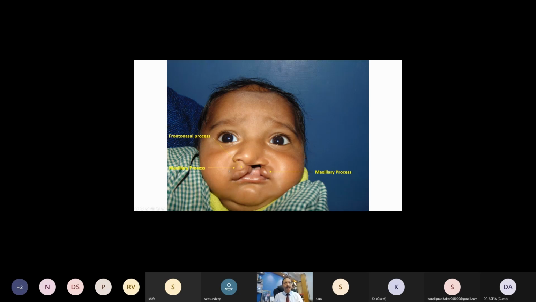Again, in another patient, the lateral part of the lip is by the maxillary process, the philtrum is by the frontonasal process, and again here the cleft side of the lateral part is also by the maxillary process. And there is a cleft here between the frontonasal process here and the maxillary process here.